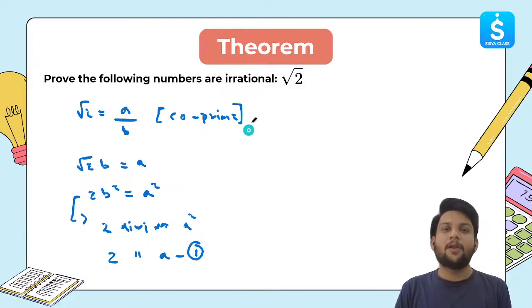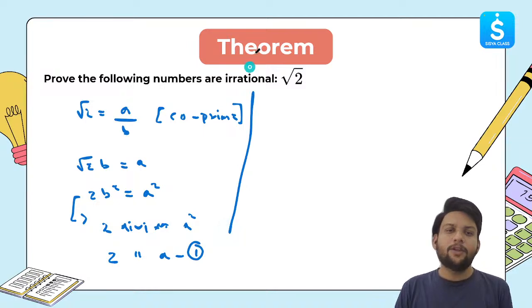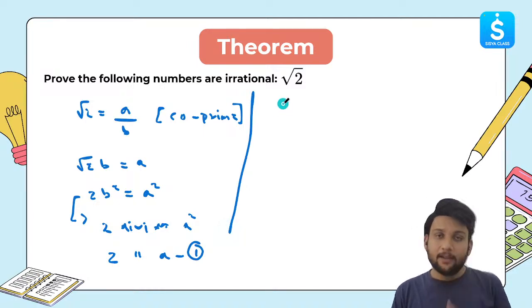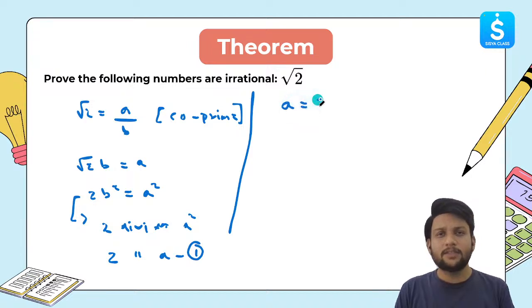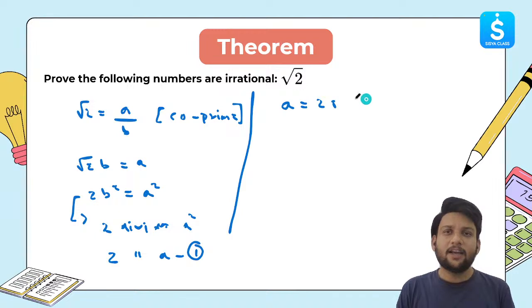Yes or no, till now? So from this we have observed one thing, that if 2 divides a square, then 2 will divide a as well. Now, if 2 divides a, can I say a equals 2c for some other integer c? Yes or no? Okay, great.